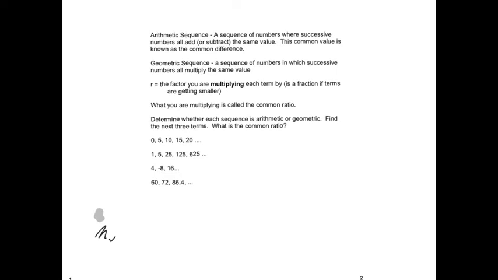Arithmetic sequence is old news. It's a sequence of numbers where you add or subtract the same value. The common value is known as a common difference. We're going to do that. It's last chapter. This is the new stuff.